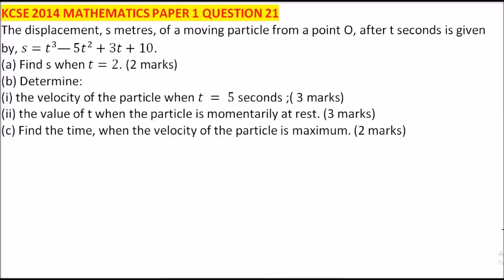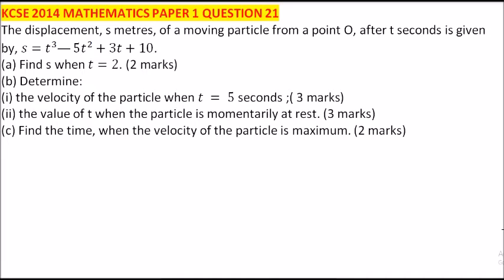So question number 21. The displacement S meters of a moving particle from a point O after t seconds is given by S equals t cubed minus 5t squared plus 3t plus 10. A. Find S when t is equal to 2.